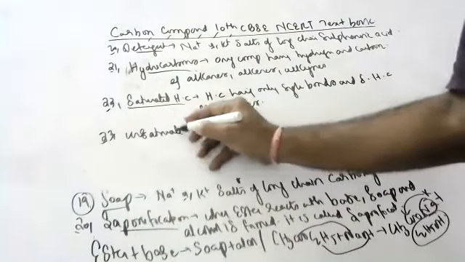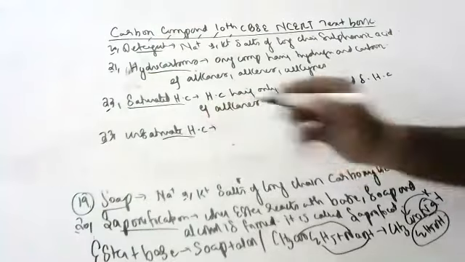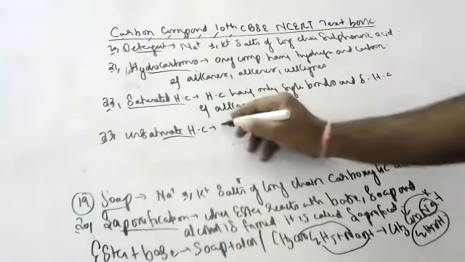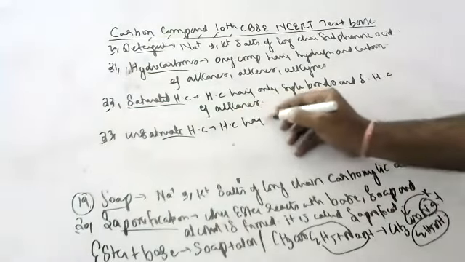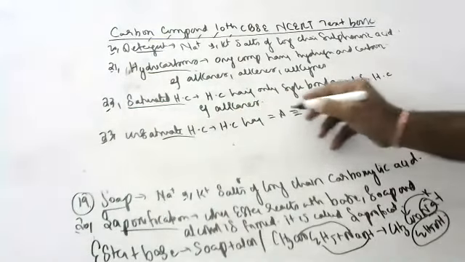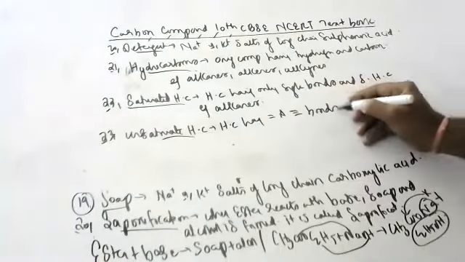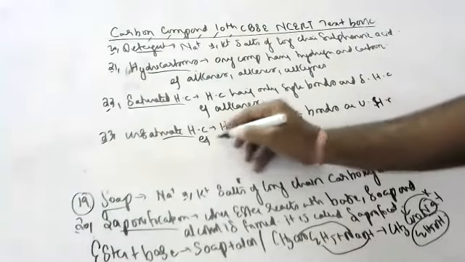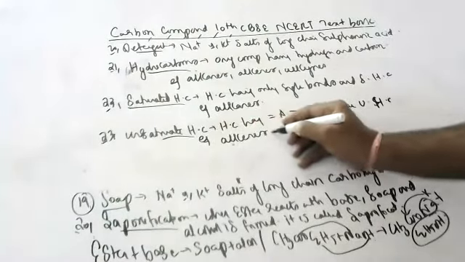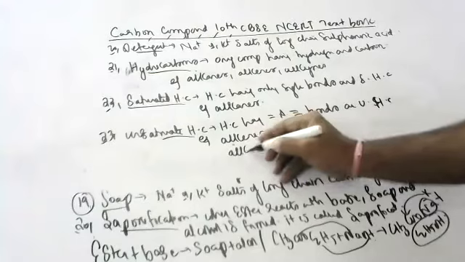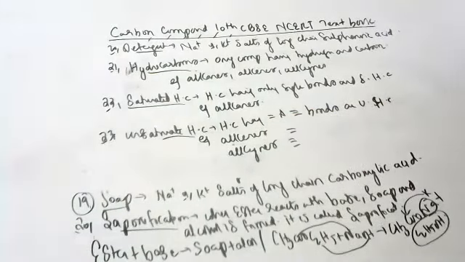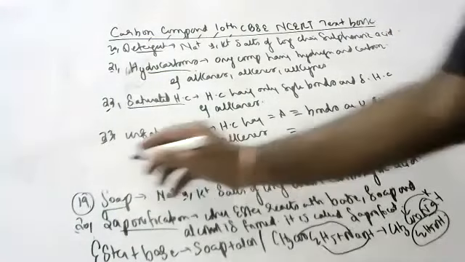Unsaturated. Hydrocarbons having double and triple bonds are called unsaturated hydrocarbons. Don't write like this, children. In exam, you write the full form. Example, what, children? Alkenes have double bond. Alkynes have triple bond.